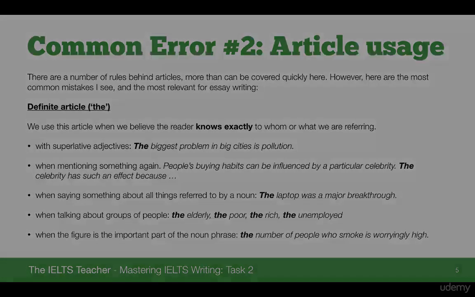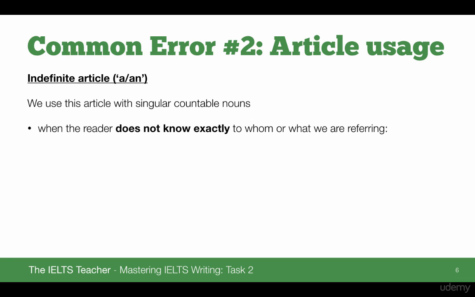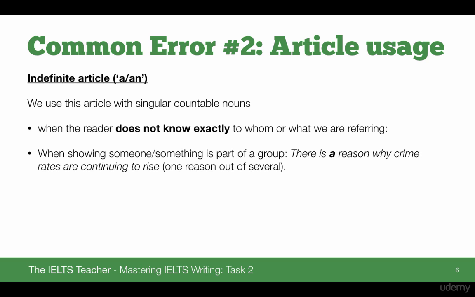The number of people who smoke is worryingly high. What about indefinite articles? A or an if we're going before a vowel sound. We'll use this article with singular countable nouns when the reader does not know exactly to whom or what we are referring. When showing someone or something is part of a group, so there is a reason why crime rates are continuing to rise. It's one reason out of several. It is not the only reason. So a reason. It's part of a group.